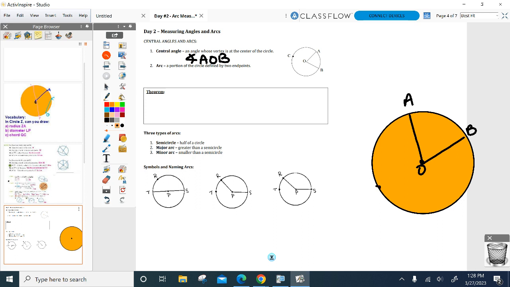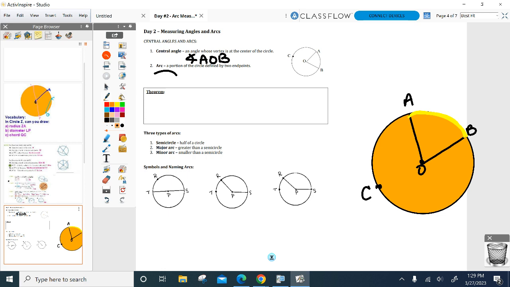Next vocabulary term, an arc. An arc. That is a piece of the circle. Piece of the circle is called the arc. Let's talk about how to name it properly with the right notation. Everyone remembers way back in Unit 1, we did line segments, and it had a little notation for it, right? We did lines, we did rays, all of it had little symbols. Arcs have symbols too, so let's make sure we write them correctly going forward.